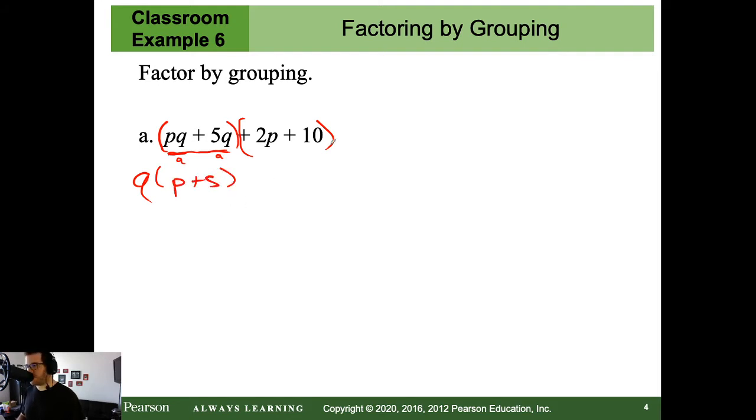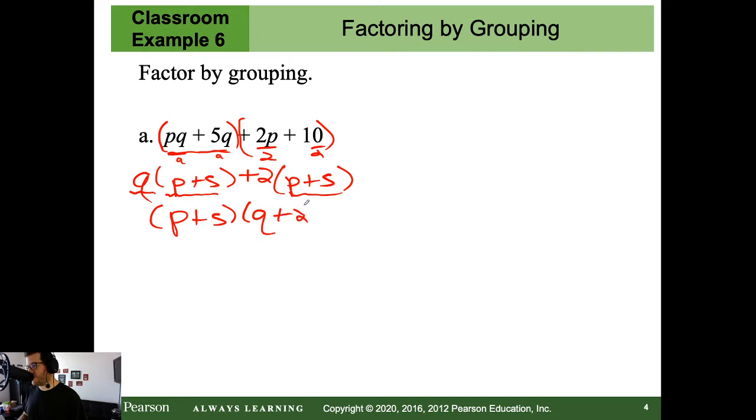Hopefully that makes sense. Now, when I look at this, I see a 2 and a 10, so I know I can factor out a 2. If I divide that by 2 and that by 2, I get p plus 5. The unique thing about this is if we look at what's in the parentheses, p plus 5 and p plus 5, that becomes our first set of parentheses. Then our second set of parentheses is whatever's on the outside. In this case, it's q plus 2, and we have factored that by grouping, okay?